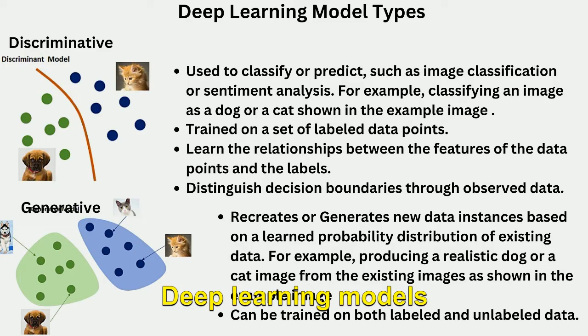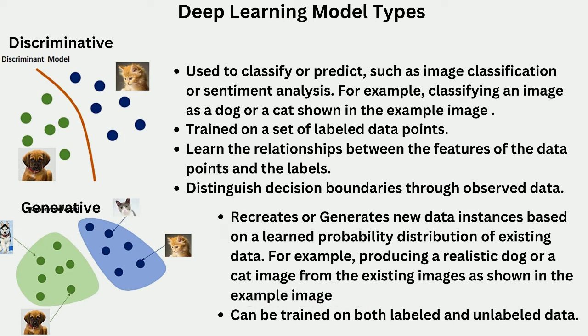Deep learning models are of two types. One is the discriminative model, another is the generative model. Discriminative models are also referred to as conditional models. They are a class of logistic models used for classification or regression. It is used to classify labels or predict data points. It is typically trained on a set of labeled data points. It learns the relationships between the features of the data points and the labels. It also learns the decision boundaries through the observed data.